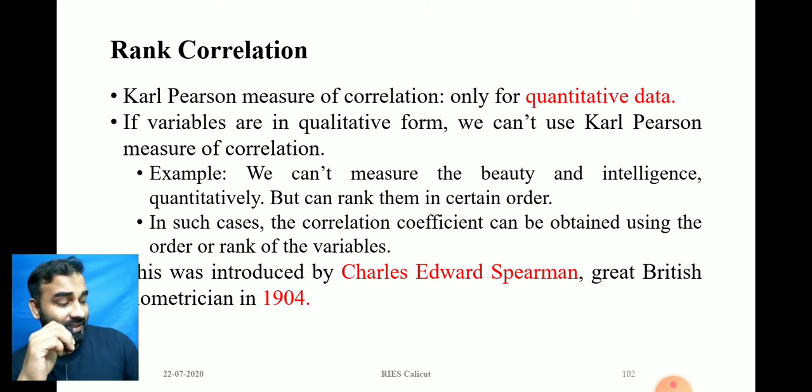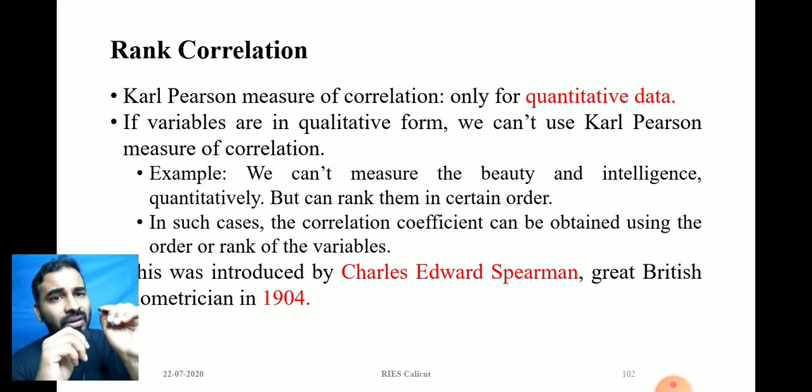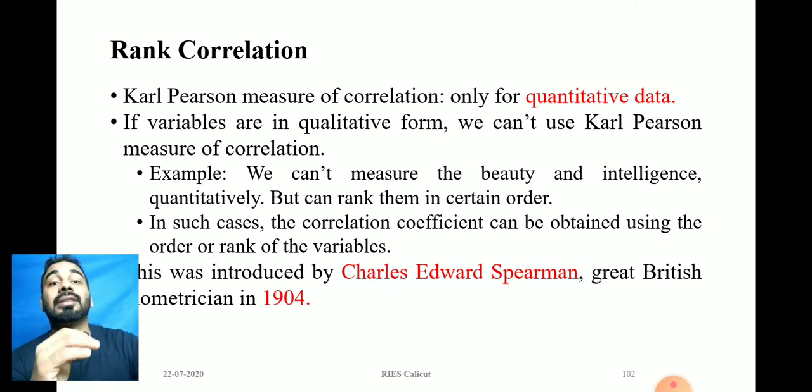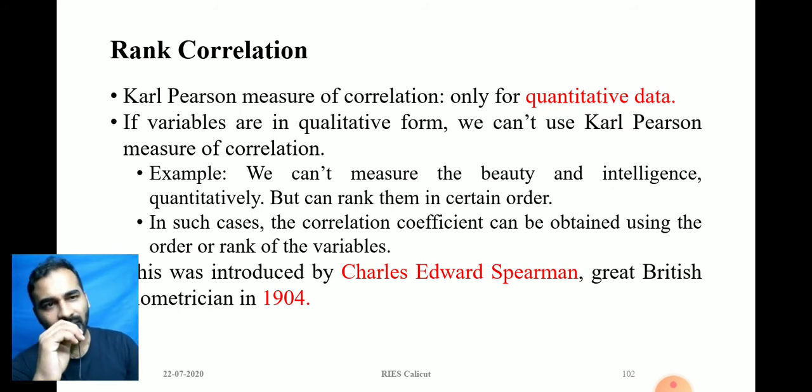There are certain qualitative attributes, for example beauty and intelligence, for which we sometimes have to measure the correlation. In all these cases, we can number or rank them. So rank correlation is applicable only to data that can be ranked, or ordered in ascending or descending order. If the data cannot be ordered or ranked, then rank correlation is not applicable. This method was developed by Charles Edward Spearman in 1904. It's a very simple method.